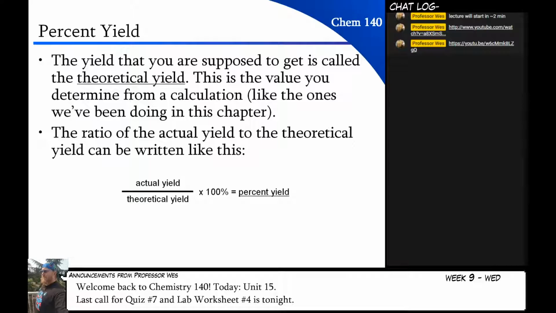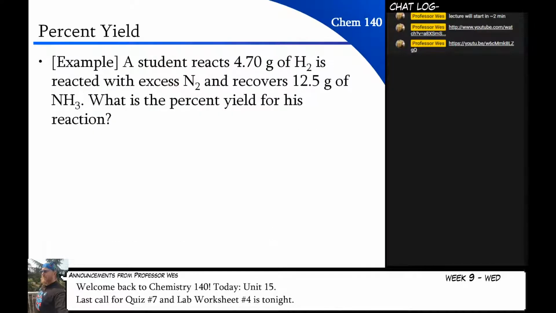Now, there's all sorts of different problems that we can do with this. The simplest one is going to be, okay, here's the reaction you did, and here's the result that you got. What should you have got? So calculate the theoretical yield, and then find the percent yield. So that's what we're going to do for the rest of the periods. We're going to talk about percent yield. So let's do an example here.